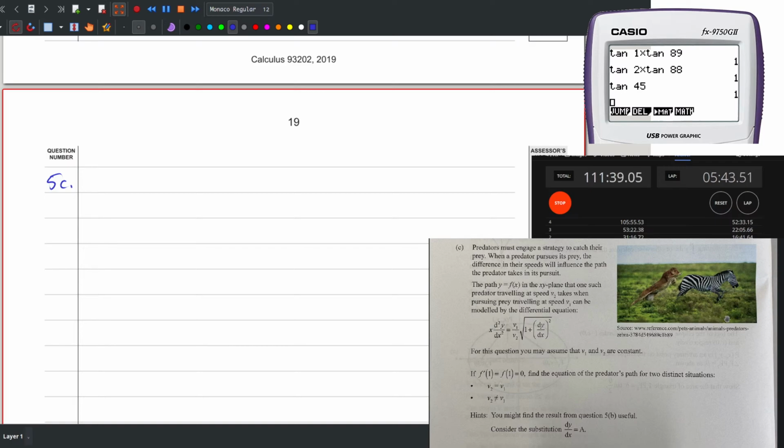When the difference in speeds will influence their path. Okay, so this is interesting. The path y equals f of x in the xy plane at 1. What differential equation? Oh no. F prime of 1 equals f of 1 equals 0. Okay, so oh, I see. Wait, no, I don't see.